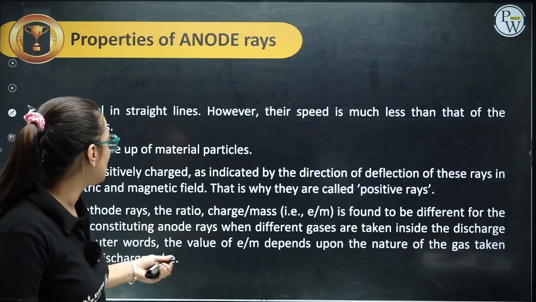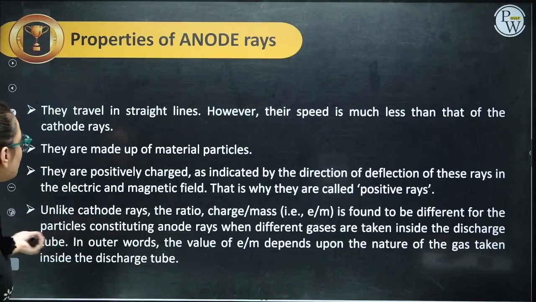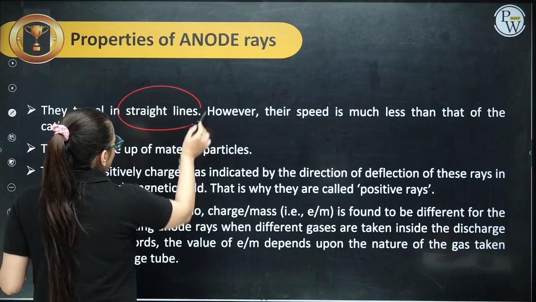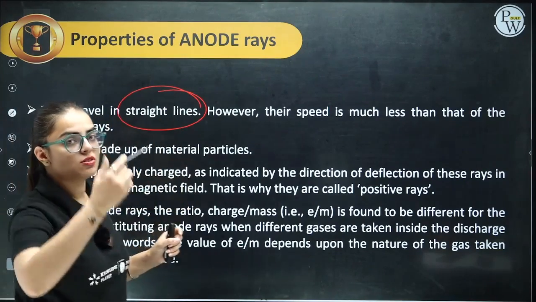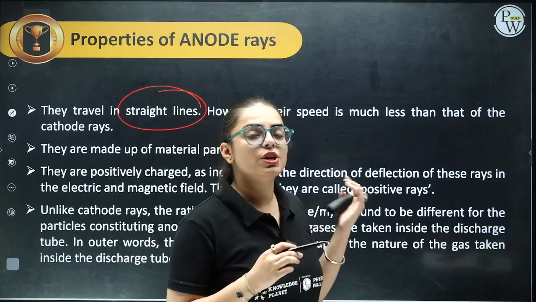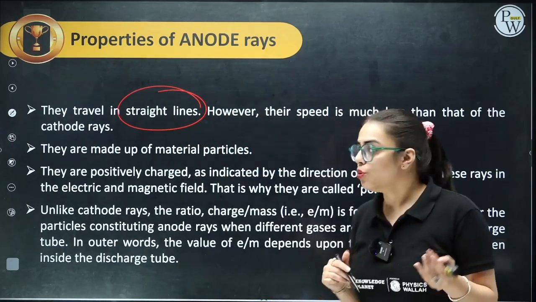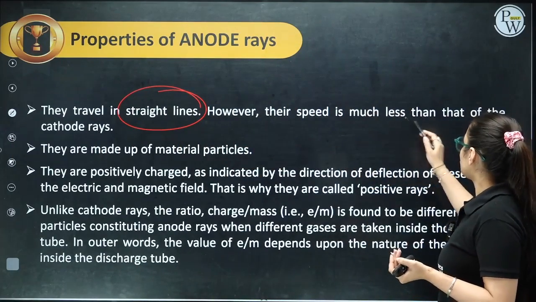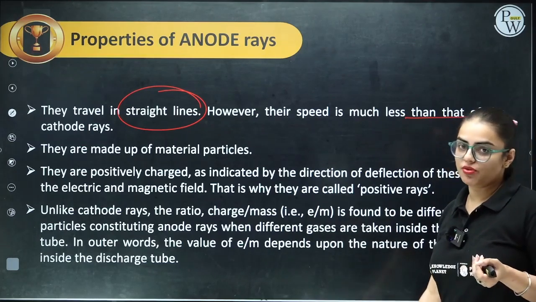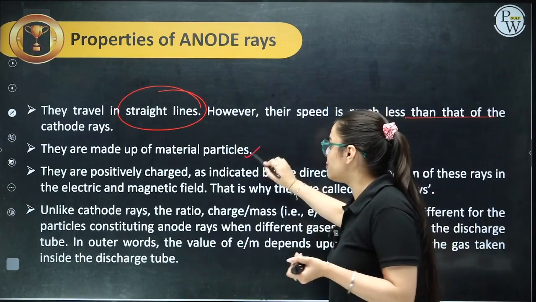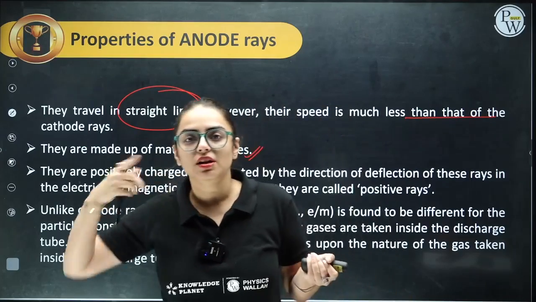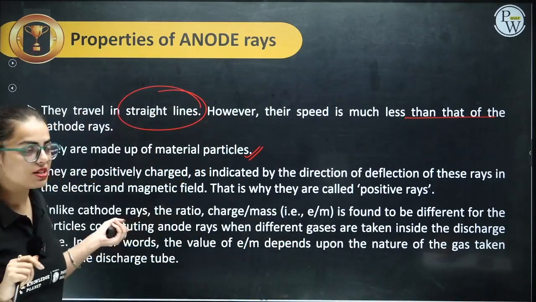Now see, students, the properties of anode rays are quite simple. They travel in straight lines, same. Because when we keep a certain object in their path, they produce its shadow, right? Moreover, their speed is much less than that of the cathode rays. Very important part. Now, they are also made up of material particles. They are going to rotate the wheel just as the cathode rays have done.